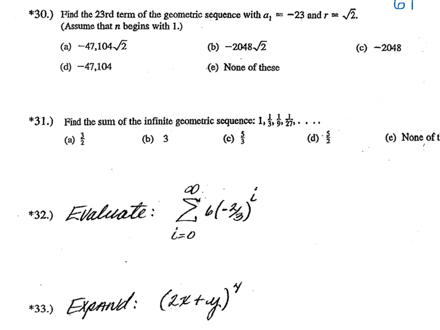For number 30, we want to find the 23rd term of the geometric sequence where a sub 1 equals negative 23 and r equals root 2. So for a geometric sequence, we want to use the rule a sub n equals a sub 1 times r to the n minus 1. So we have a sub n equals negative 23 times root 2 to the n minus 1. And if we want to find the 23rd term, we would raise it to the 23 minus 1 or the 22nd power.